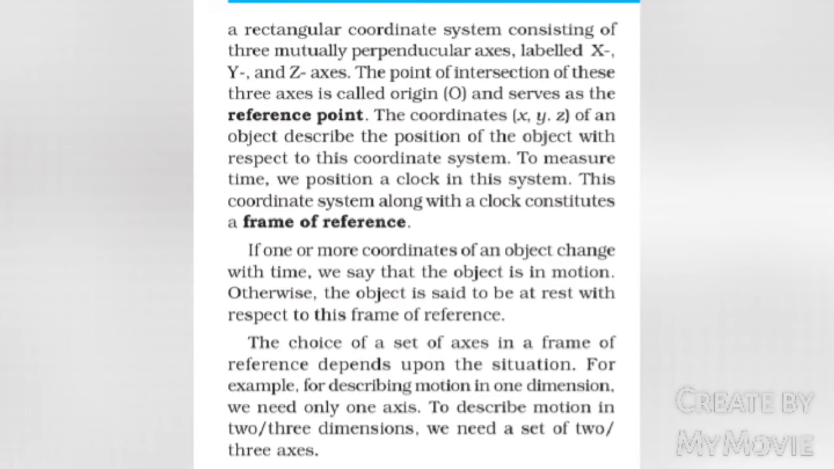The choice of a set of axes in a frame of reference depends upon the situation. For example, for describing motion in one dimension, we need only one axis. To describe motion in two or three dimensions, we need a set of two or three axes.